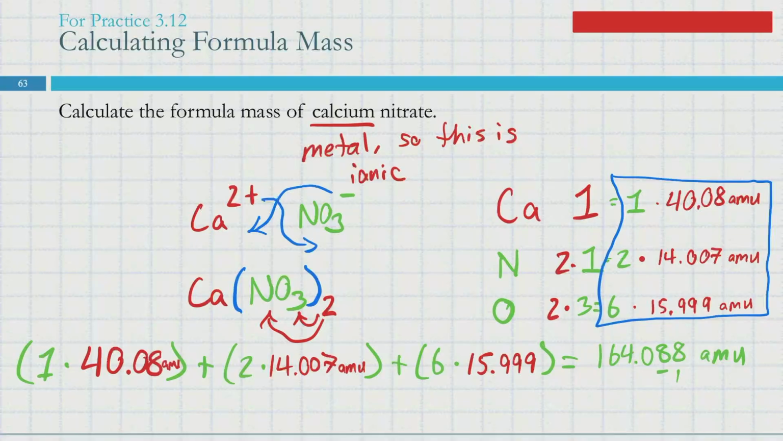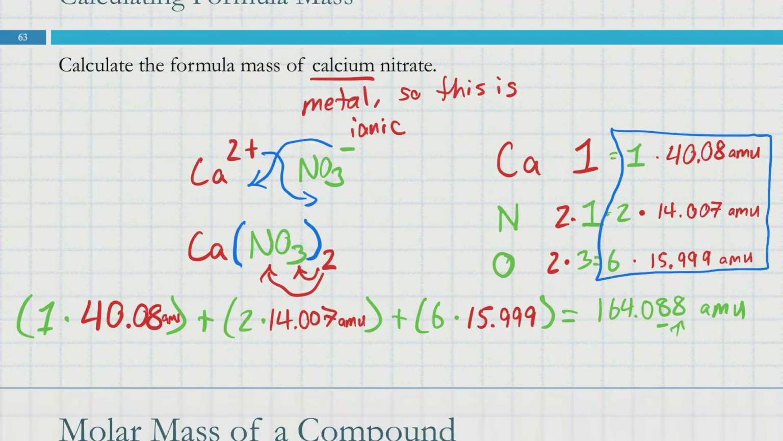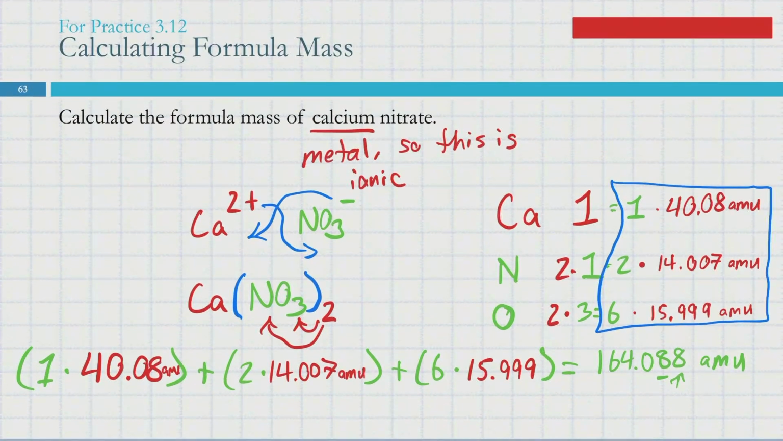But if we really wanted to, we could round this for significant figures. It would be there because of the 40.08. Any questions about formula mass?